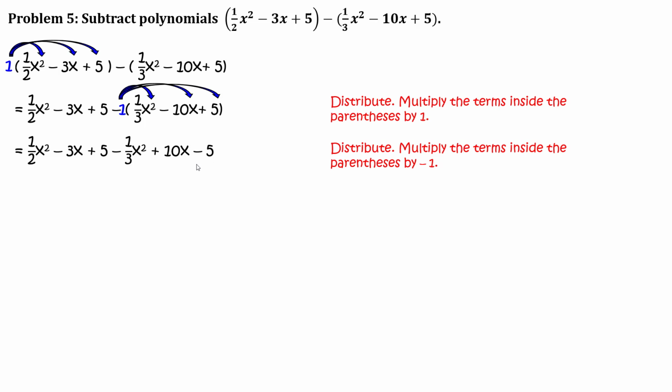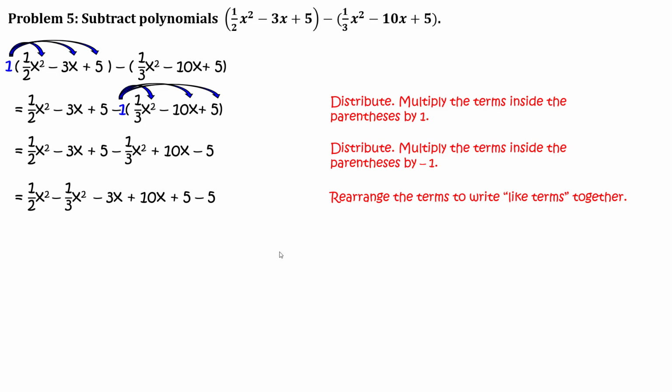So the signs change. All right, so now you just have 6 monomials being added. The next thing I'm going to do is what we've done in the last few examples. Rearrange the terms to write the like terms together. 1/2 x squared minus 1/3 x squared, so the squared terms together, minus 3x plus 10x, the linear terms together, plus 5 minus 5, the constant terms together.